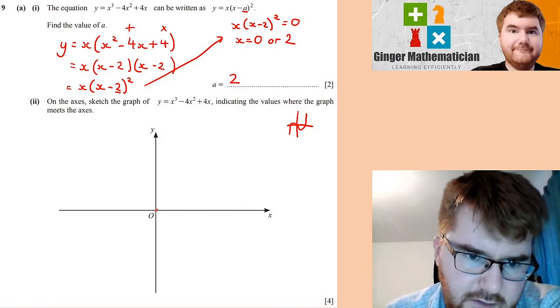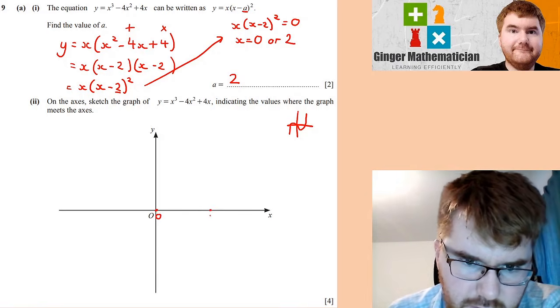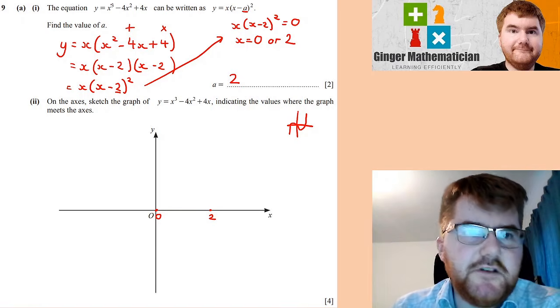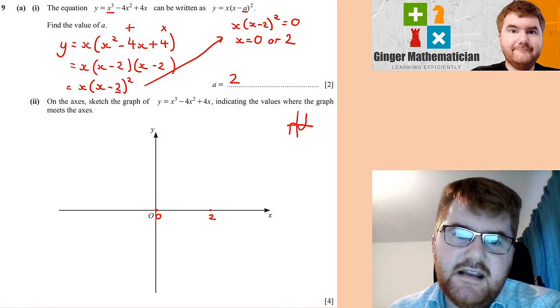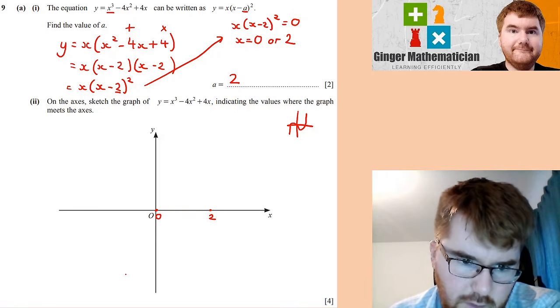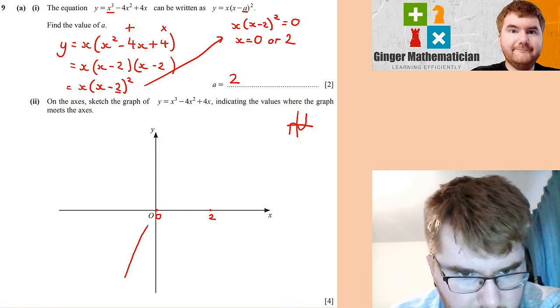So we've got 0 here and 2 over here. We have a positive cubic. Notice this is an x cubed. And so we've got all the information we need to draw a good sketch. So watch carefully. We're going to go up, up, up, up, up, up.